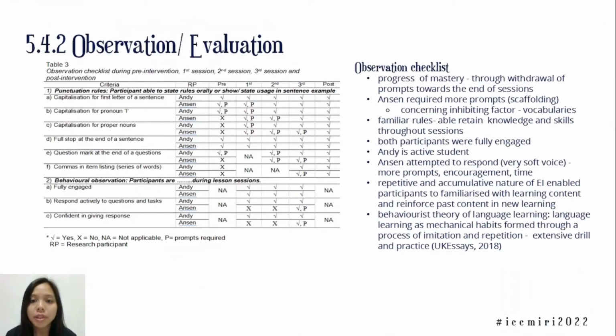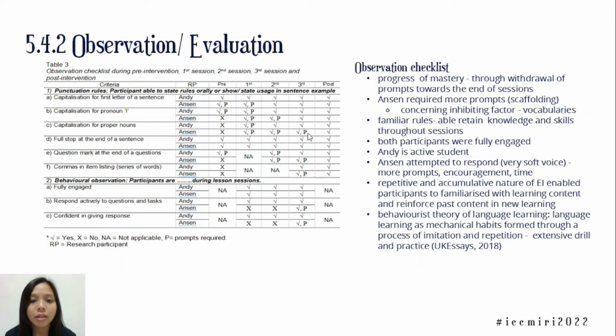So the results on the observation checklist show that students do show progress of mastery when they are able to state the rules orally or show and state usage in sentence examples. So their progress can be seen through the withdrawal of prompts towards the end of the sessions.